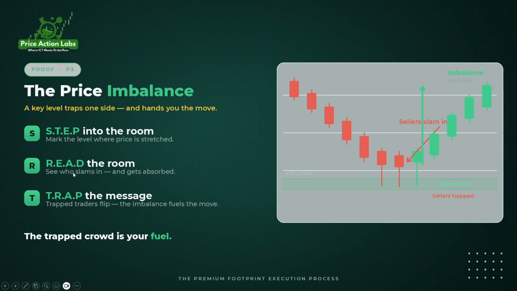Then you want to read what's going on in those price imbalances. So you must use order flow to make sure your fair value gaps have long-term profitability. And then you want to trap the main message. Are buyers in control? Are sellers in control? That's all you have to do.